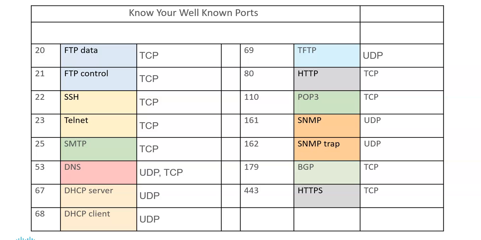DNS, Domain Name Service, can use either one, either UDP or TCP. 67 and 68 are DHCP server and client. They are simple request and reply, so they use UDP. We mentioned TFTP, Trivial File Transfer Protocol. It can use UDP because it is a simple application.